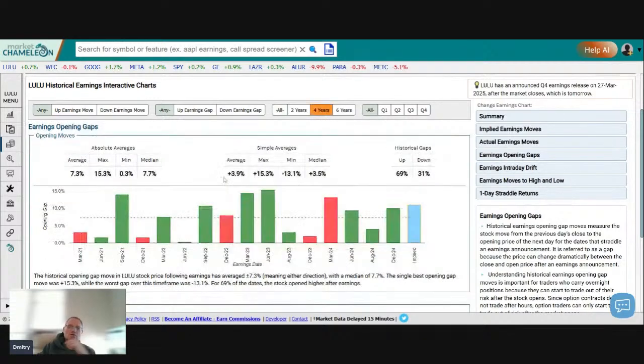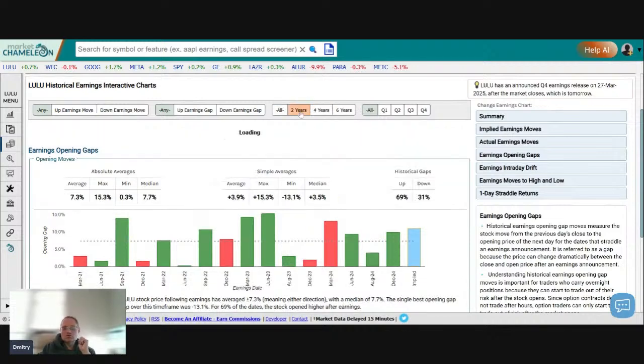Let's say 4 years. So 4 years here, just eyeballing, looks very similar, right? With the averages around 7.3, median 7.7. The up moves versus down moves are similar. Let's narrow it down to 2 years.